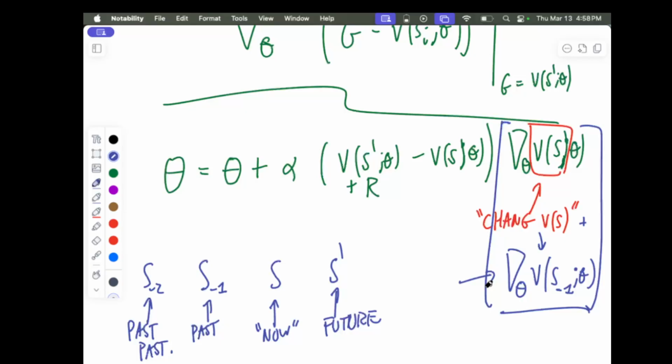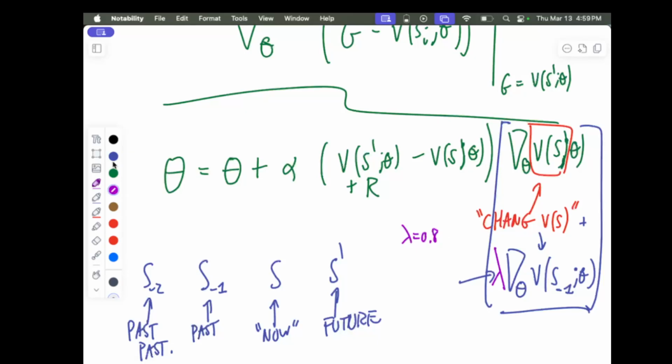Okay, we want the past to be updated less than now. So we want to scale it. A very easy way to scale it is you multiply it by a parameter, and that parameter is called lambda. Lambda is a parameter between 0 and 1. If lambda equals 0, then you update the past none, and you only update now. If lambda equals 1, you update the past and now equally. In practice, you put lambda equals like 0.8 or something. So it's mostly update now, but update the past a little bit as well.